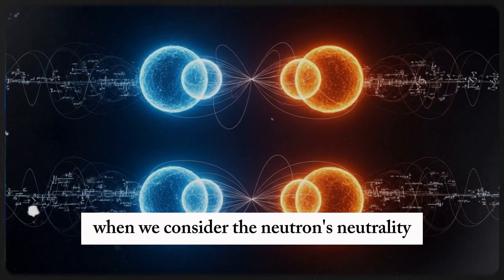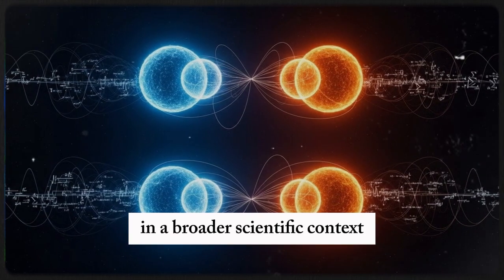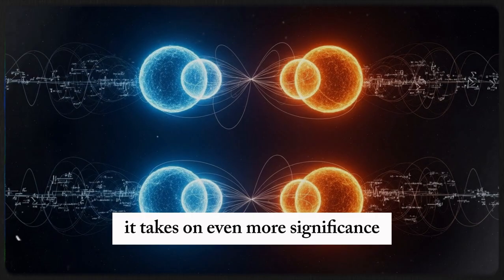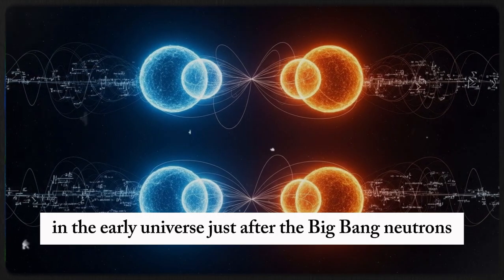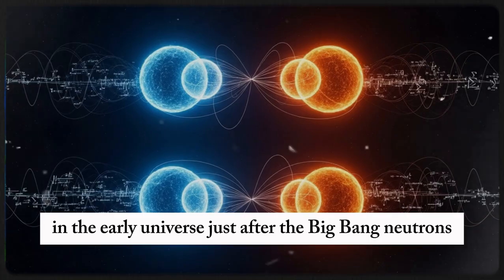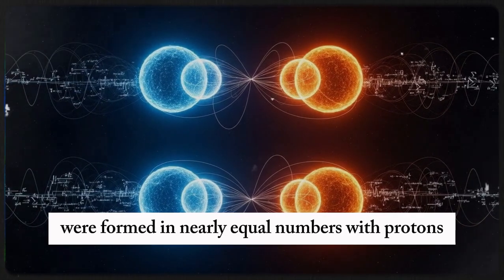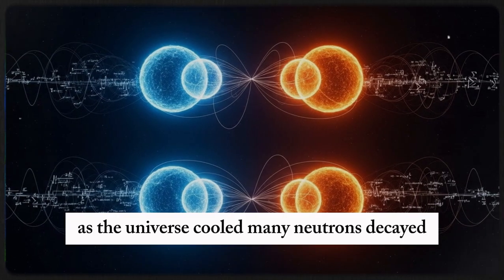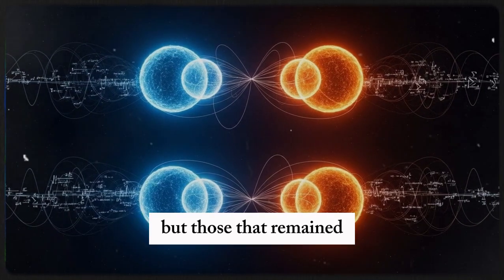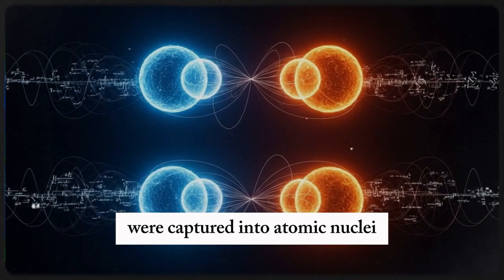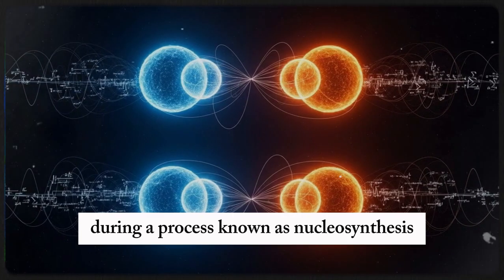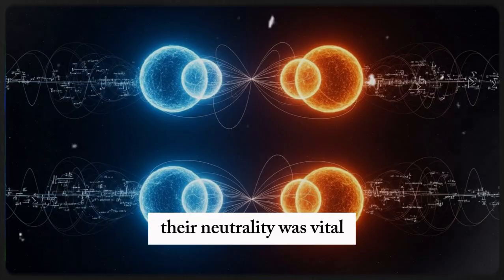When we consider the neutron's neutrality in a broader scientific context, it takes on even more significance. In the early universe, just after the Big Bang, neutrons were formed in nearly equal numbers with protons. As the universe cooled, many neutrons decayed, but those that remained were captured into atomic nuclei during a process known as nucleosynthesis. Their neutrality was vital.